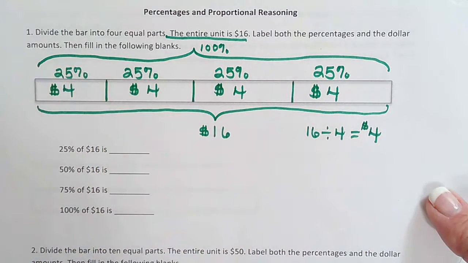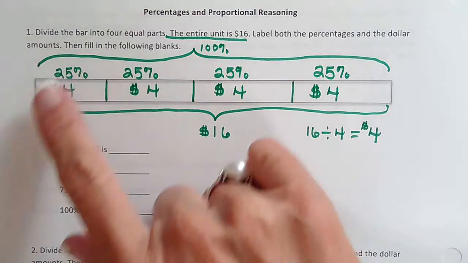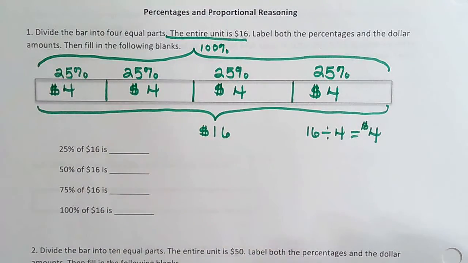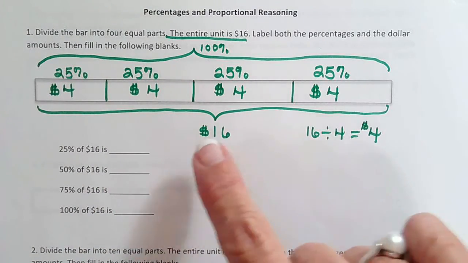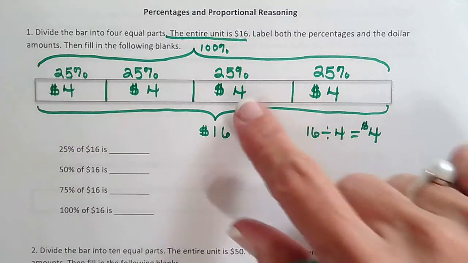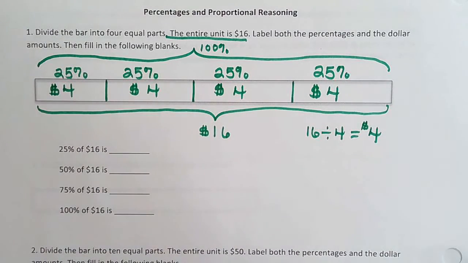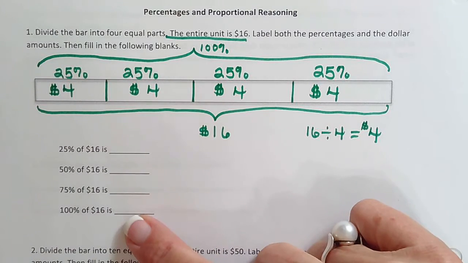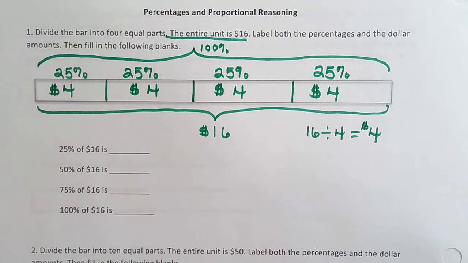And whenever I do this, I always check my work. I think, do the percents add to 100? Because they told us this is the unit. Do the $4 amounts add to 16, which they said the entire unit is? 4, 8, 12, 16. So we're good. Now, without doing any calculator work, any long multiplication, we can look at the picture and answer the questions. I love these visuals. I think they are so nice. You never need a calculator if you use this.